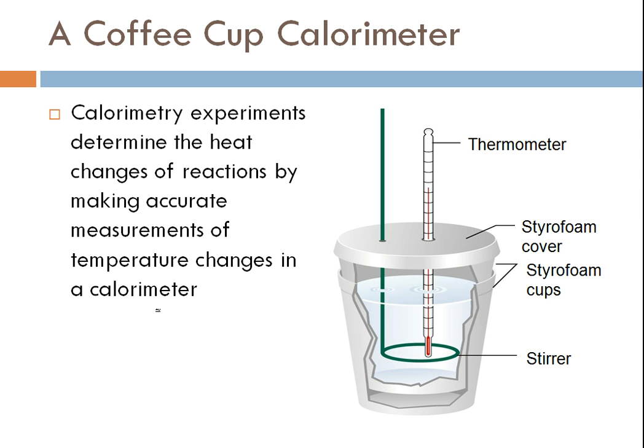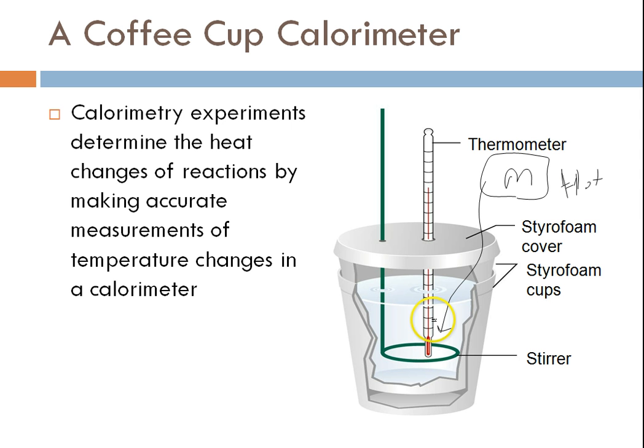So in this case, it looks like we have two coffee cups nestled into one another. We have the styrofoam cover right up top to avoid any heat loss to the atmosphere. And then we have a stirrer because we have to be able to mix whatever is in here. In this case, it's water, and the thermometer. The idea is that some sort of metal is going to be added to this water. Presumably the metal is going to be, we'll just call it hot. It should be warmer than the water that's in here.